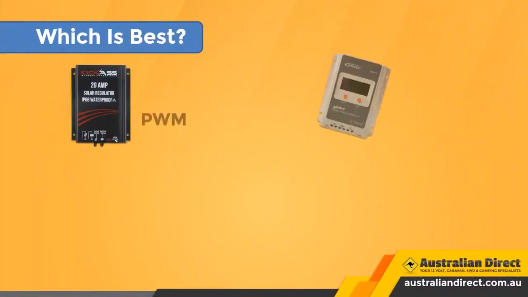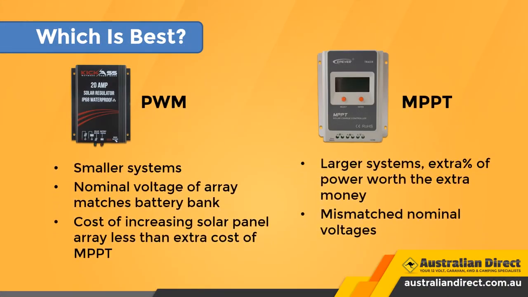So when should you use a PWM versus an MPPT charge controller? PWM works great on smaller systems, and where the nominal voltage of the panels match the voltage of the battery bank. Remember that wiring panels in series increases the voltage. So if you have two 12-volt panels and a 24-volt battery system, you can wire the panels in series to make 24 volts.